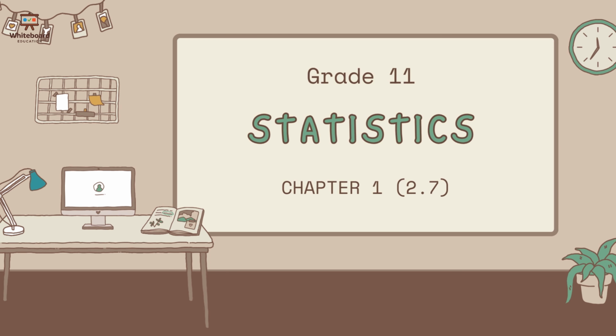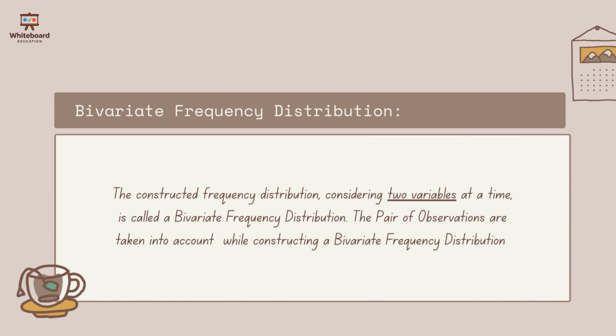Today's lesson is all about bivariate frequency distribution. It is actually a continuation of scatter plot from the previous lecture. A bivariate frequency distribution is the constructed frequency distribution, considering two variables at a time. The pair of observations are taken into account while constructing a bivariate frequency distribution.